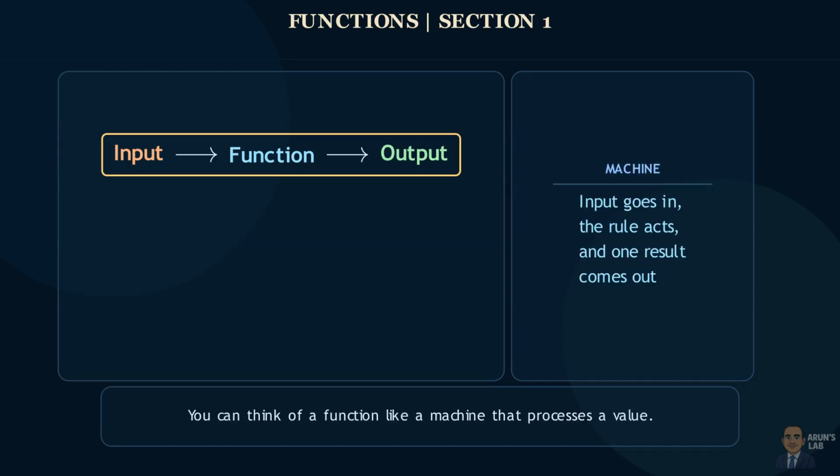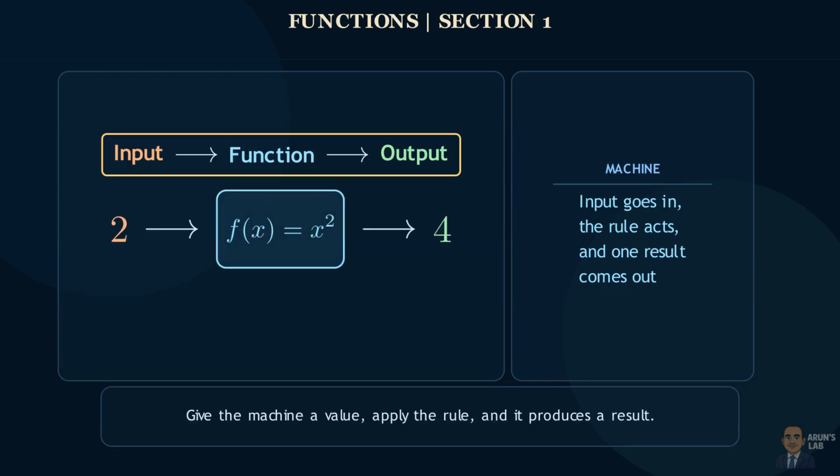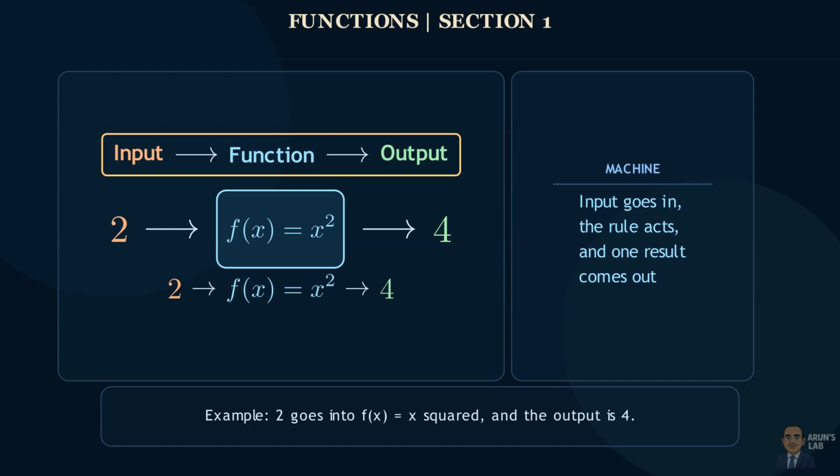Think of it like a machine. You give the machine a value, the machine processes it, and it produces a result. So, we can think of a function like this: we give an input to the function, the function processes it, and we get an output from the function.